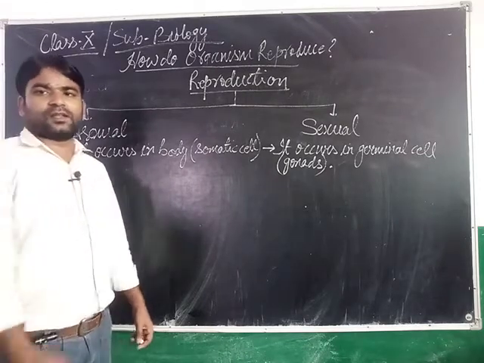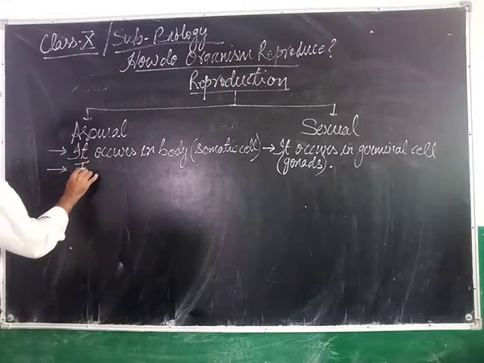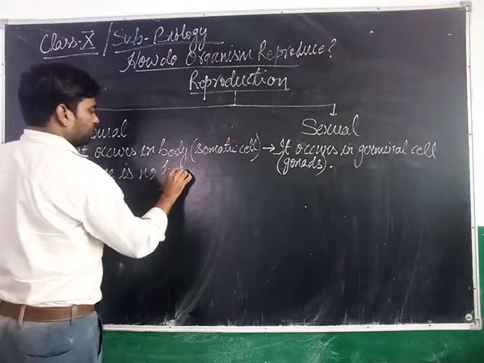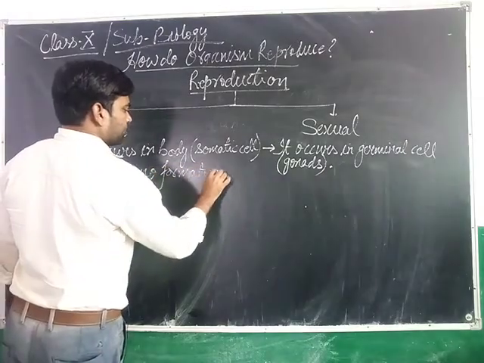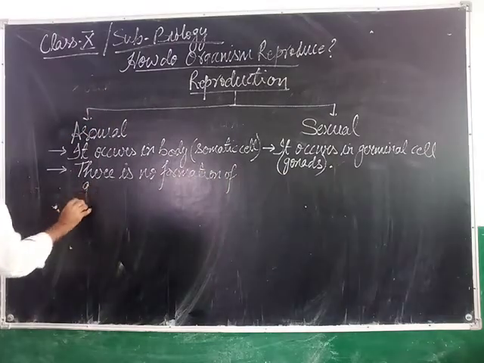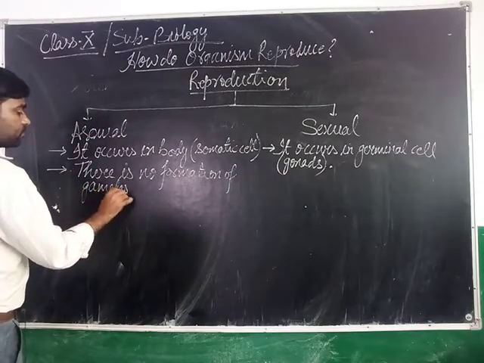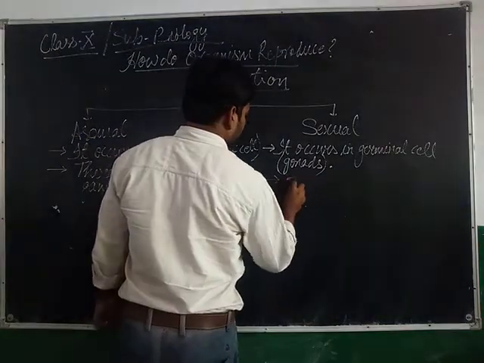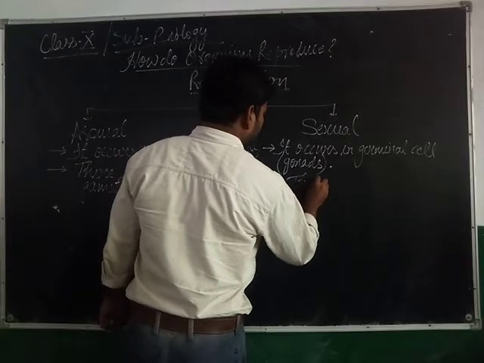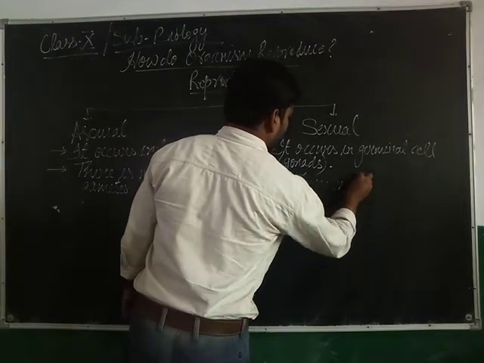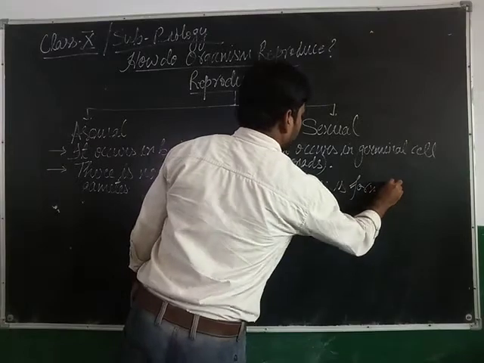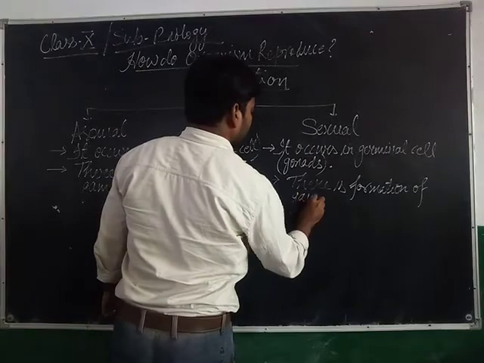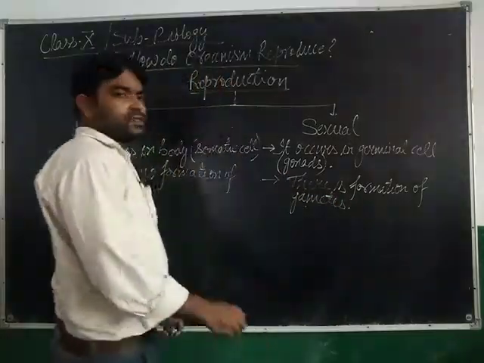Now the second point, beta. In asexual reproduction there is no formation of gametes. A means absent, you know. There is no formation of gametes. In sexual reproduction there is formation of gametes.